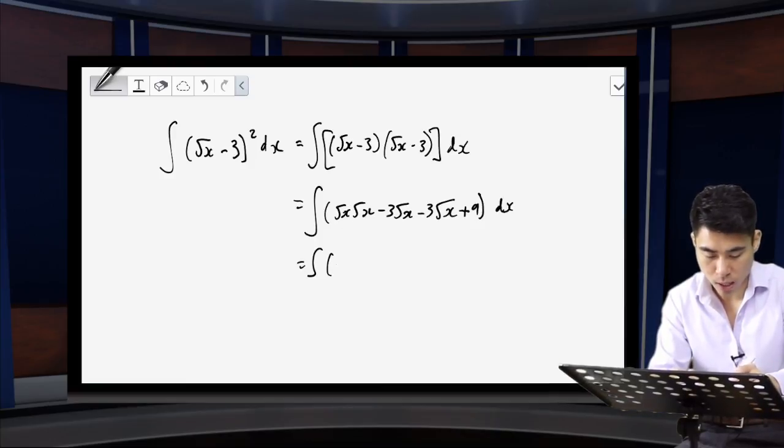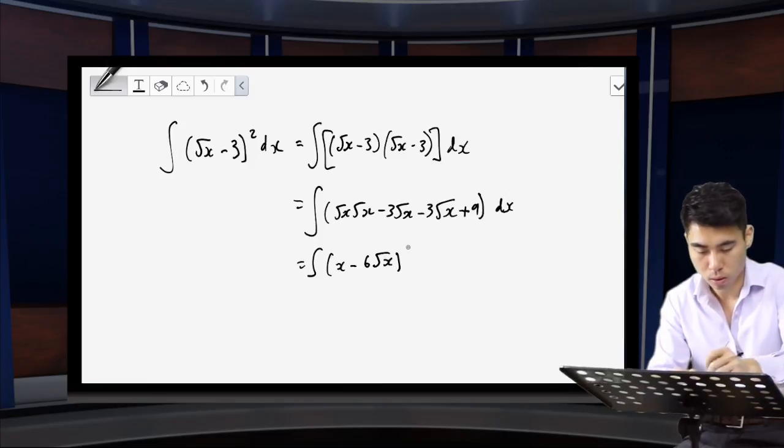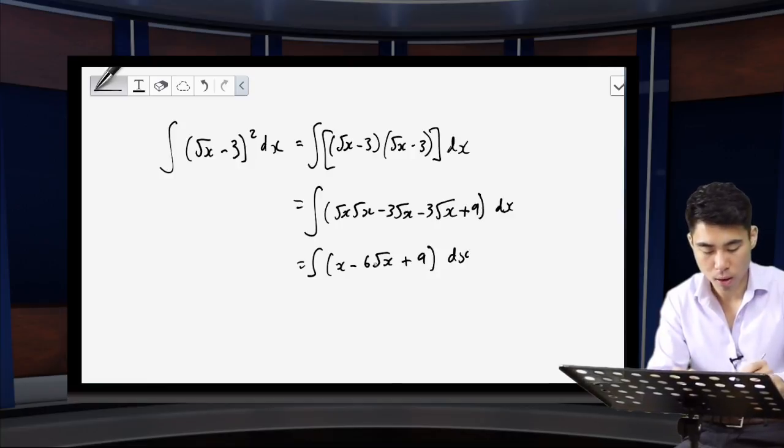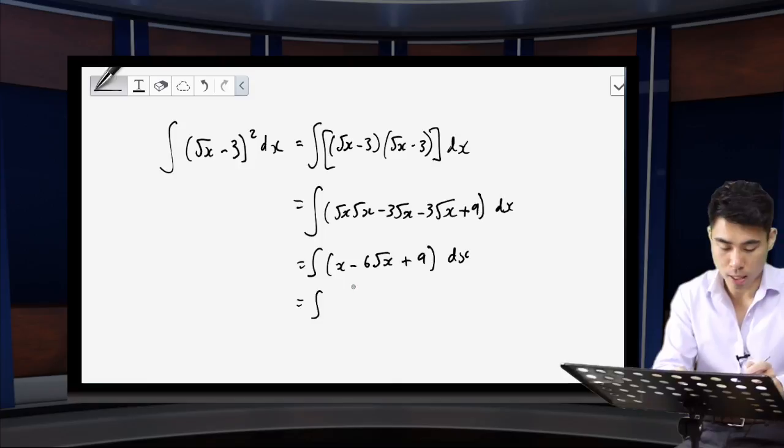Root x times root x gives me x, minus 3 root x, minus 3 root x. So just collecting like terms here, minus 6 root x plus 9. So we're nearly there. Just need to change this middle term now. This term we know how to integrate, this term we know how to integrate. This term we need to change before we perform the integration.